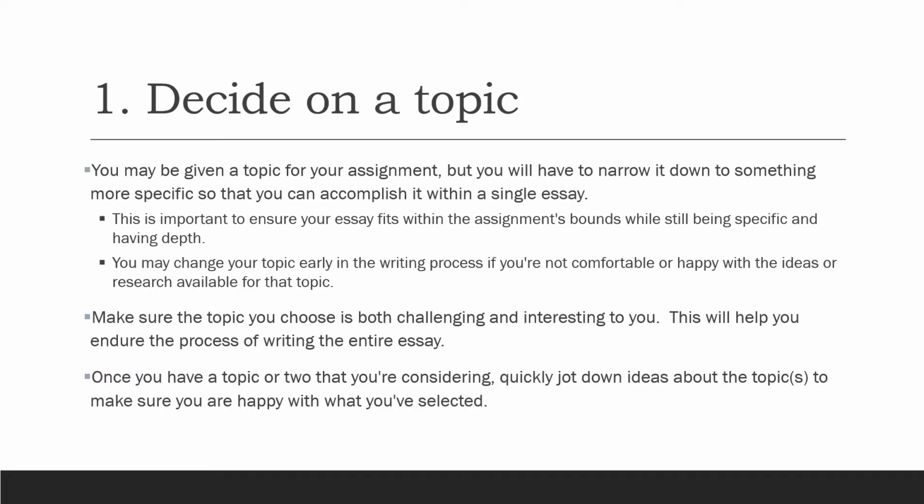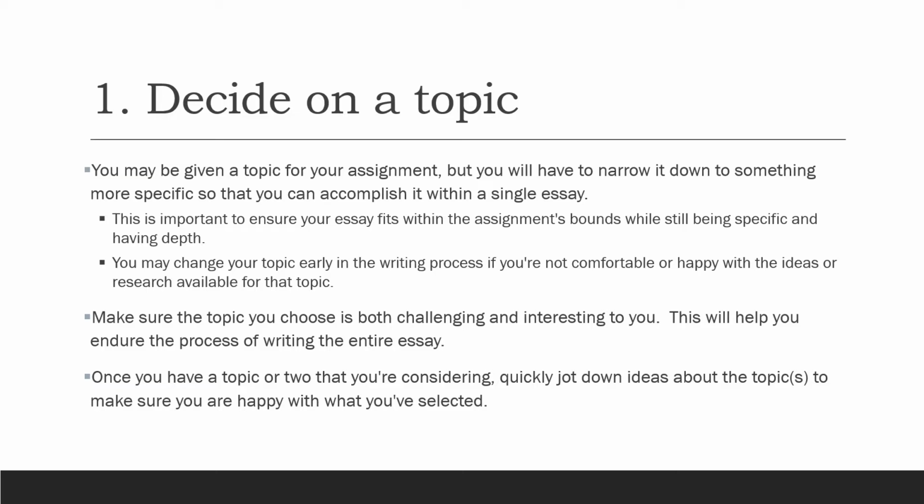It's important to do this so that your essay fits within the assignment's bounds while still being specific and having depth. You may change your topic early in the writing process if you are not comfortable or happy with the ideas or the research available for that topic, if you're having to do some research. Make sure whatever topic you choose is both challenging and interesting to you. This will help you endure the process of writing the entire essay.